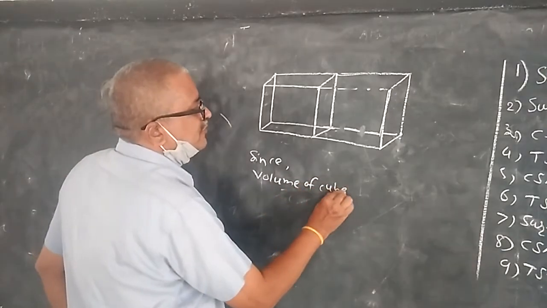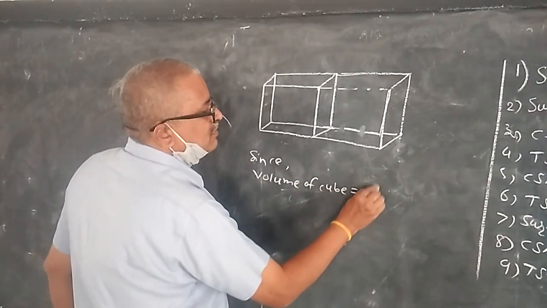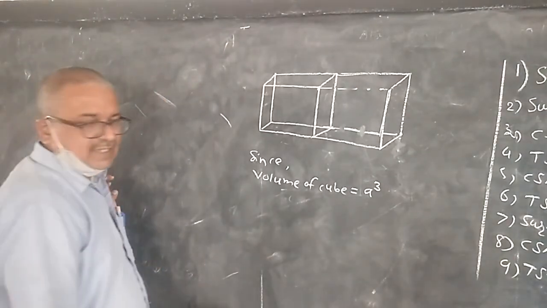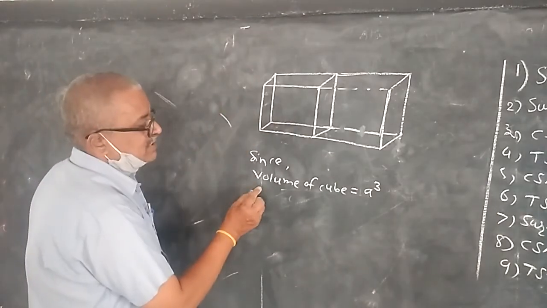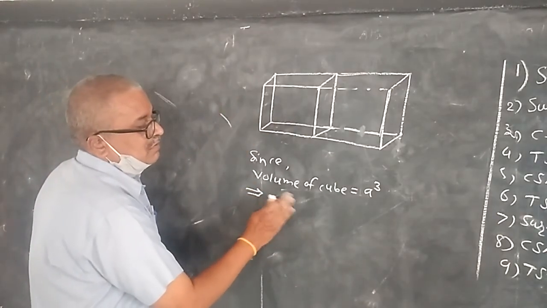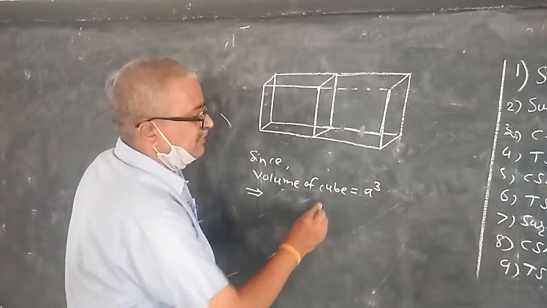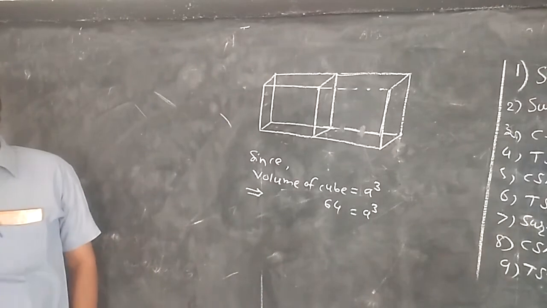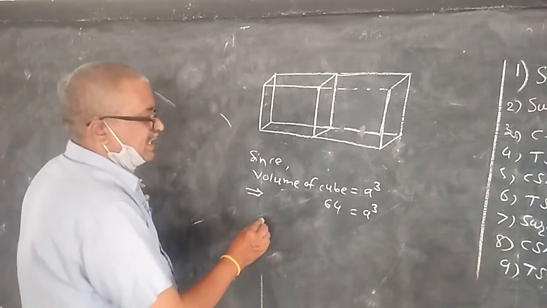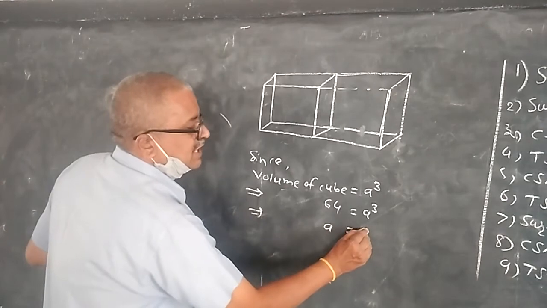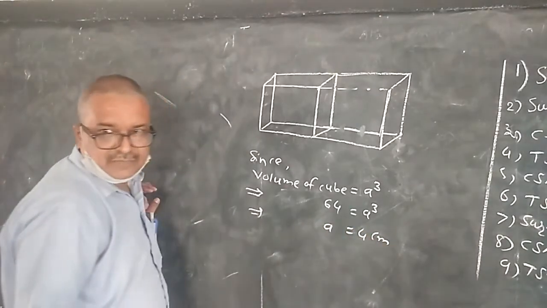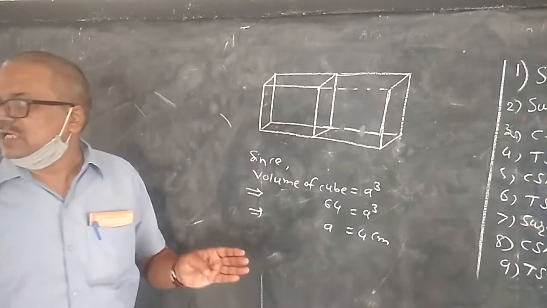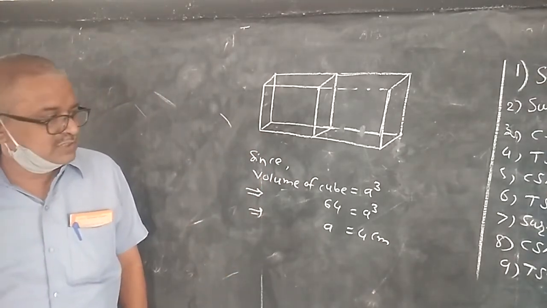of cube equal to a cube, this was also there last year, we will write it at the time of the next article. Only in this problem we have to use volume. What is the volume? Given volume is 64 equal to a cube. Taking cube root, a equal to 4 centimeter. Means length of each edge or side of the cube is 4 centimeter.